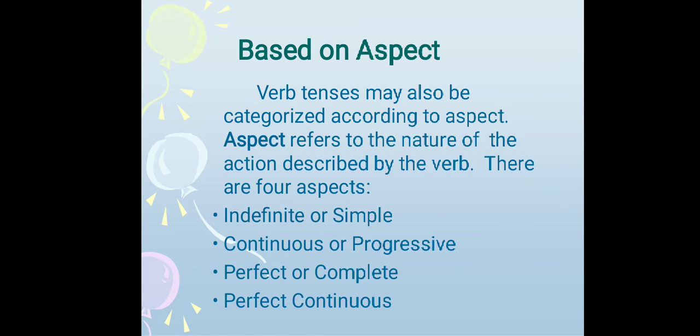Based on the aspect, verb tenses may also be categorized according to the aspect. Aspect refers to the nature of action described by the verb. There are four aspects: indefinite or simple, continuous or progressive, perfect or complete, perfect continuous.